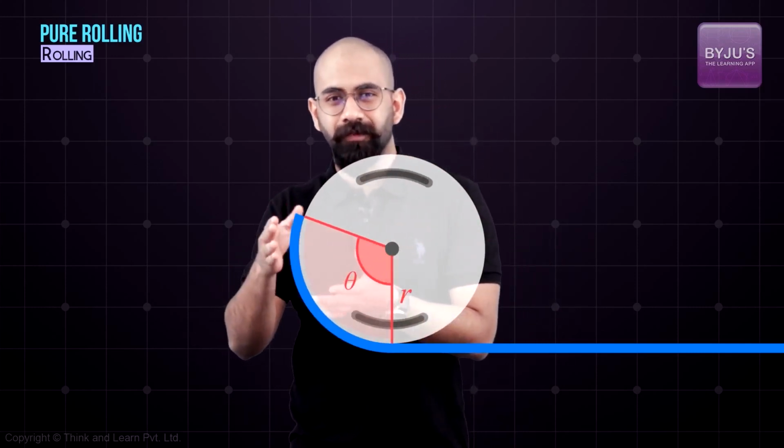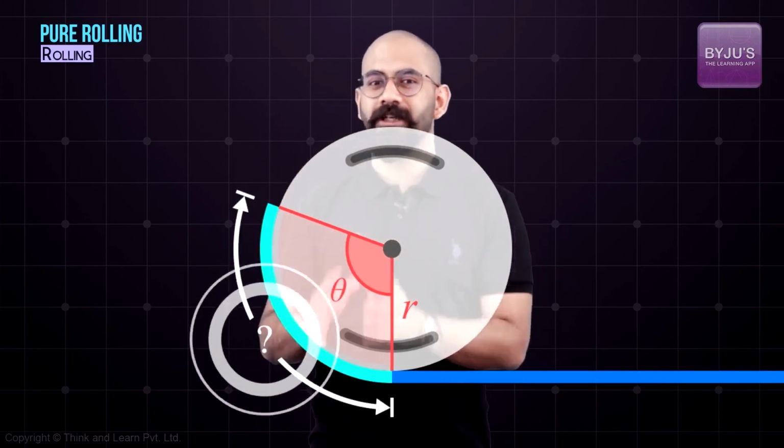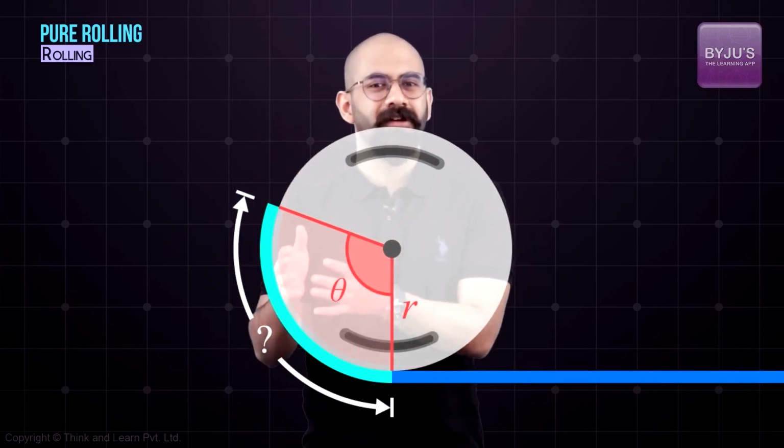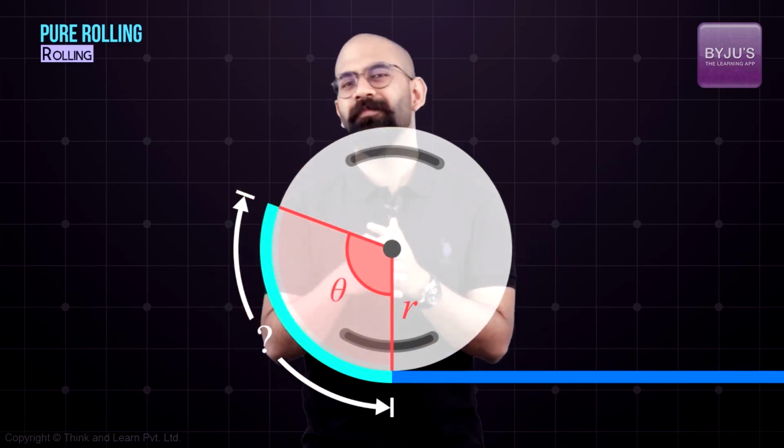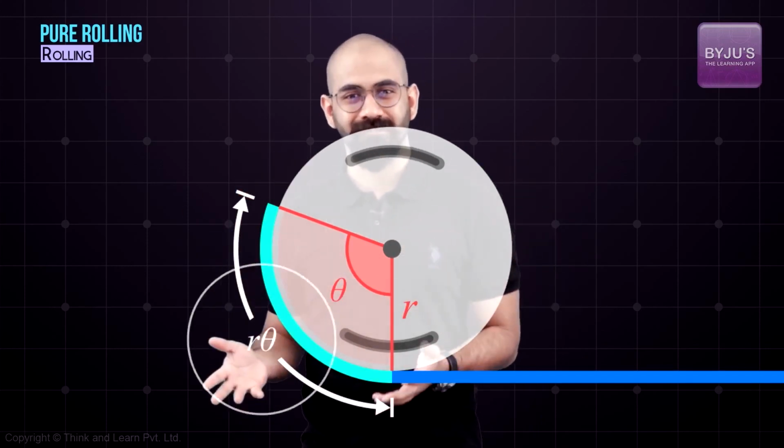It would pull the sheet of paper like this, right? What would be the length of the sheet of paper that gets stuck on to the cylinder? It would be that distance, right? That length, which is nothing but r into theta.